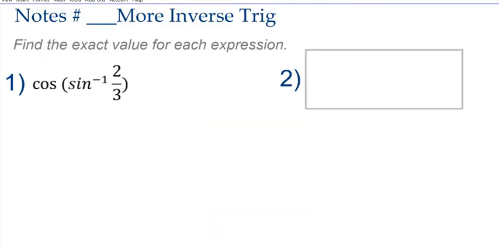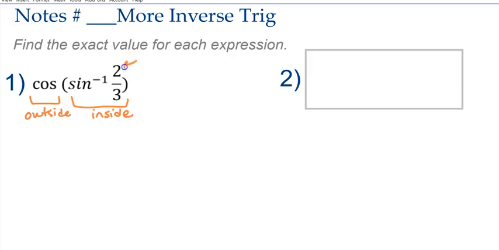Okay, so we're going to do a different kind of example today, and you'll notice it looks a little bit more complicated. And so what we have is something going on inside of something else. So we're going to do the inside first, simplify it, and then apply it to the outside. So the inside is inverse sine of 2/3. That means find the angle whose sine is 2/3.